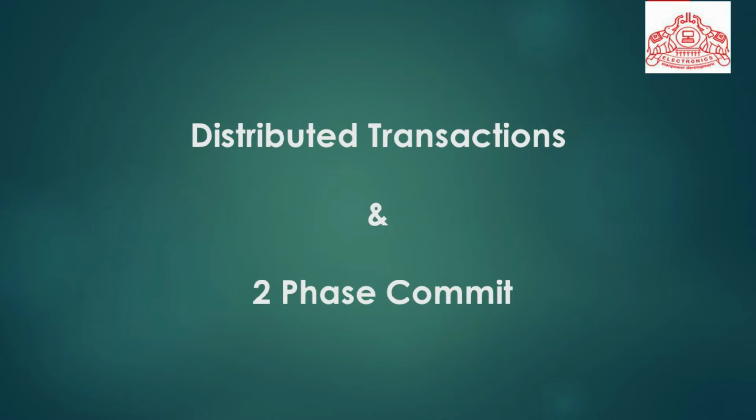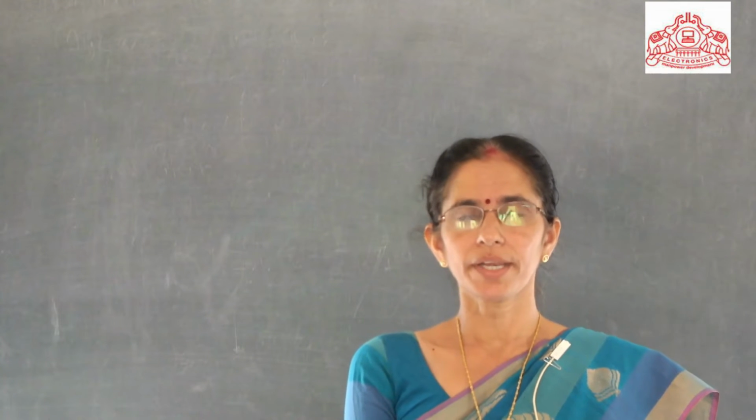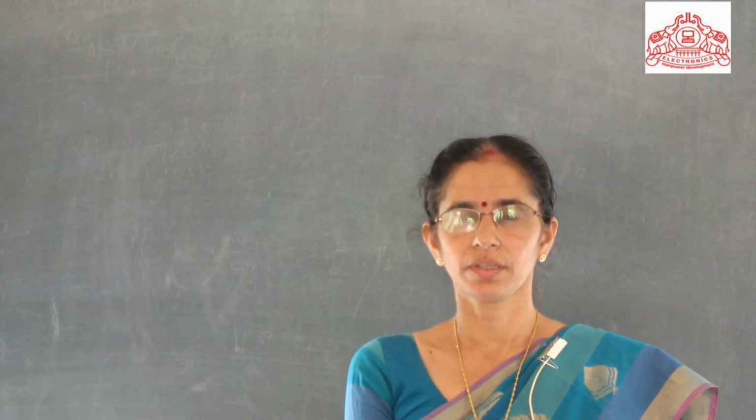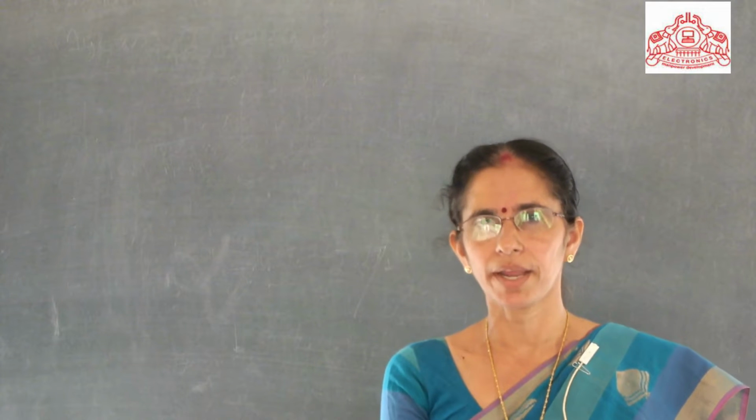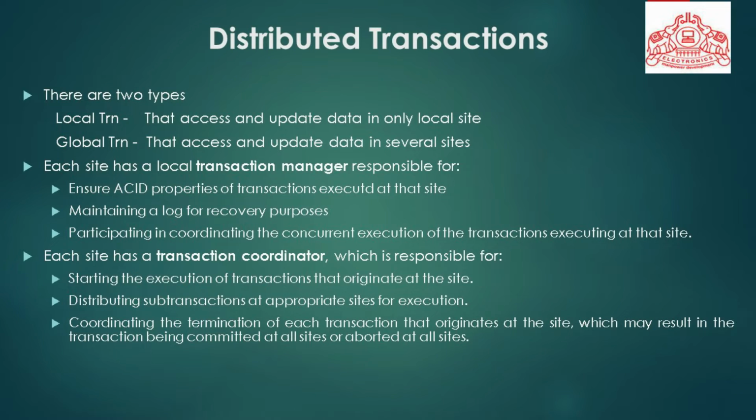Now another main topic in distributed databases is distributed transactions and commit protocols. First of all, we can deal with the peculiarities of distributed transactions. In a distributed environment, there are two types of transaction. One is a local transaction and the other is a global transaction. A local transaction is one which accesses and updates data only at a local site, and a global transaction is one which can access and possibly update data at several sites.